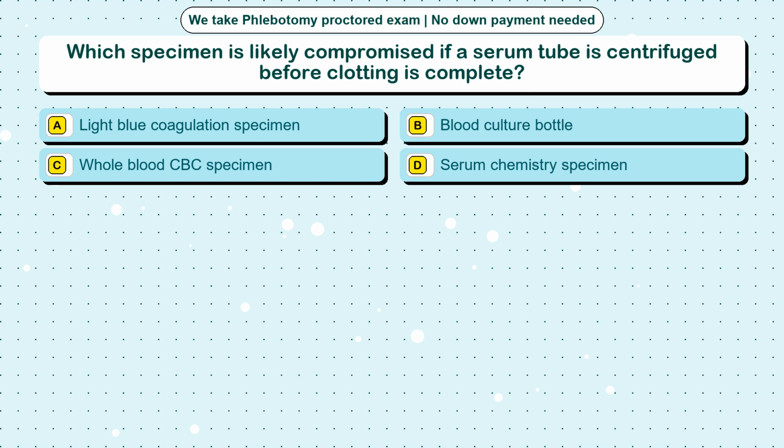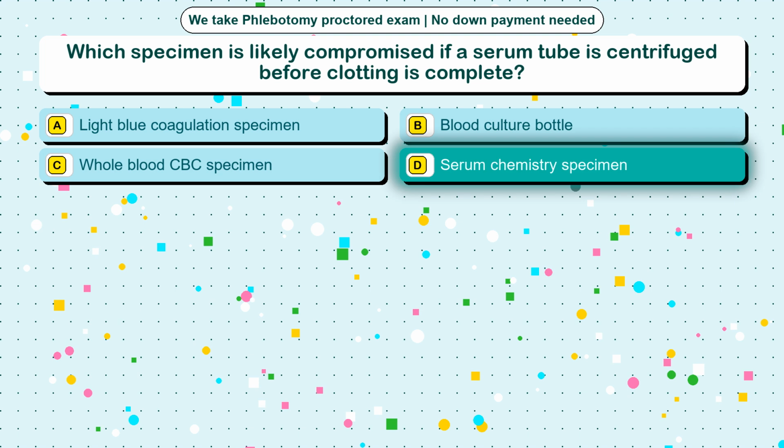Question 70. Which specimen is likely compromised if a serum tube is centrifuged before clotting is complete? Option A. Light blue coagulation specimen. Option B. Blood culture bottle. Option C. Whole blood CBC specimen. Option D. Serum chemistry specimen. The correct answer is option D.